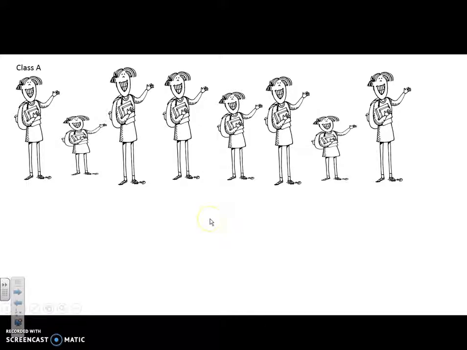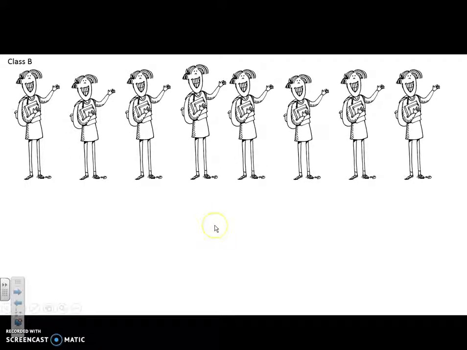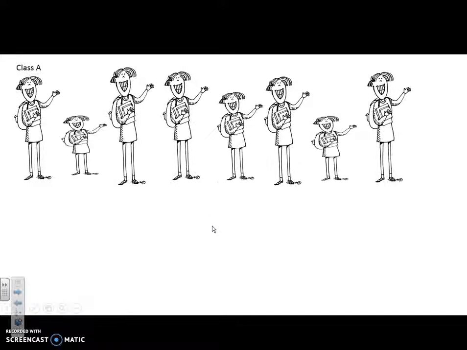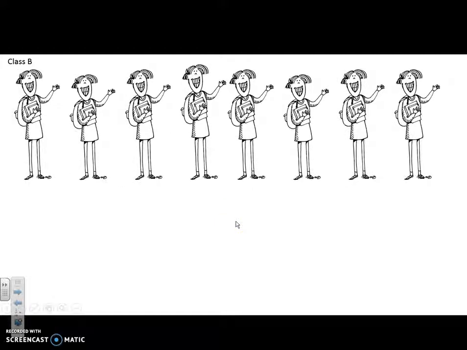Imagine I've got two classes of children, class A and class B, and I want to compare them. I want to know, are the children in class B taller than those in class A? So I rush into each classroom, pick at random 8 students from each. Here are the 8 from class A, here are the 8 from class B.